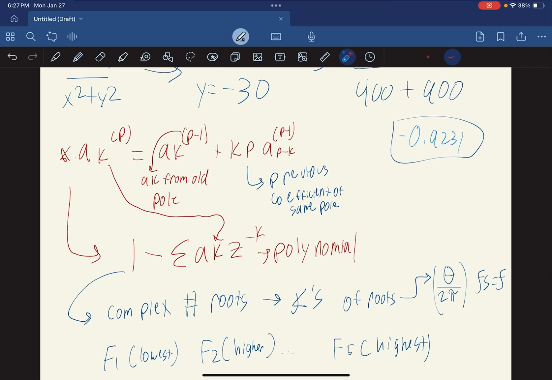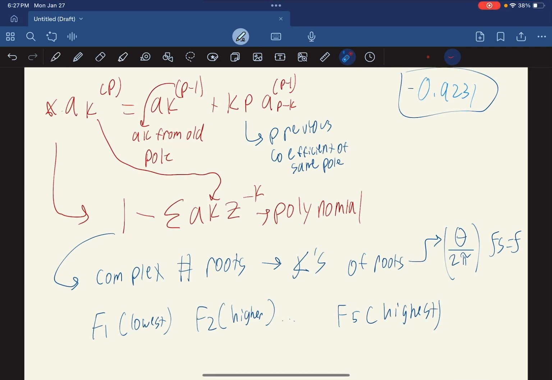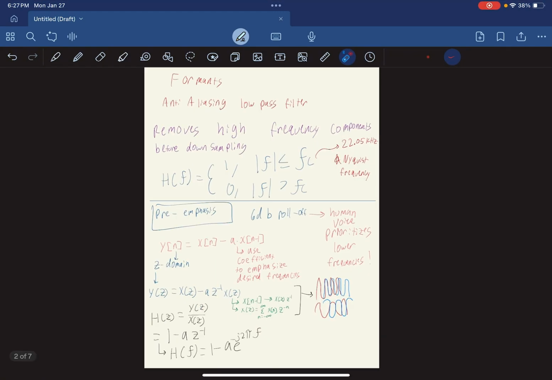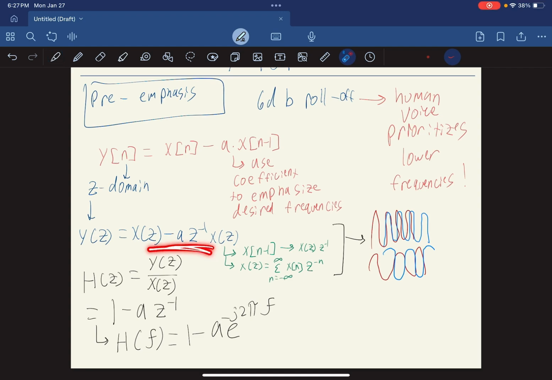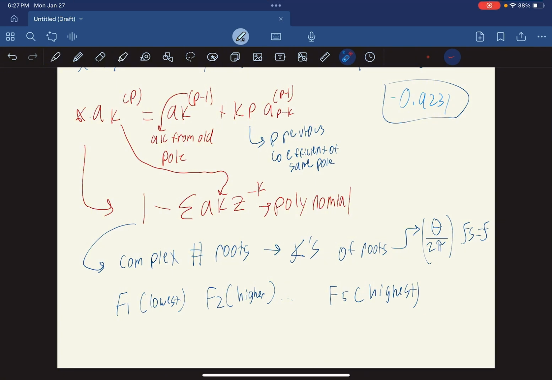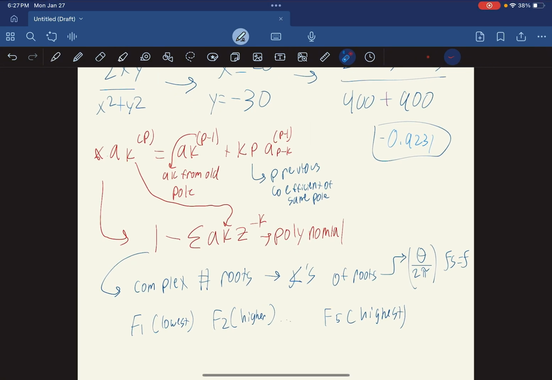So from there, once we have all of our coefficients, we're going to construct our polynomial, and this polynomial is going to be in the z domain. Just like we did earlier with pre-emphasis, once we have our function in the z domain... Or sorry, unlike what we did earlier, we're not only going to construct the polynomial, which is what we did before, but we're going to find the roots of it, which is something we have not done before.